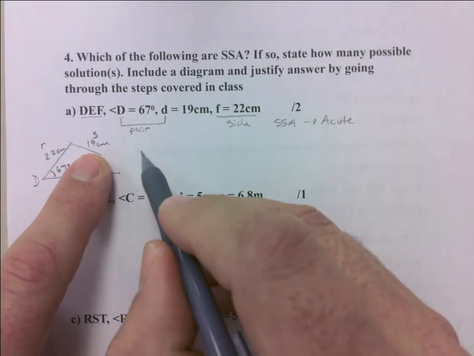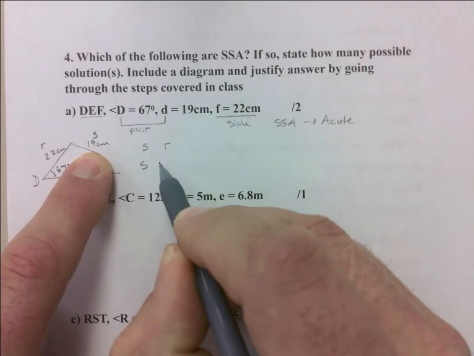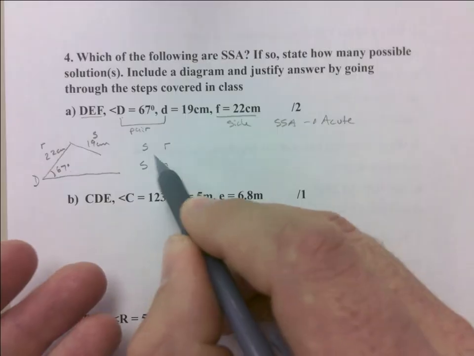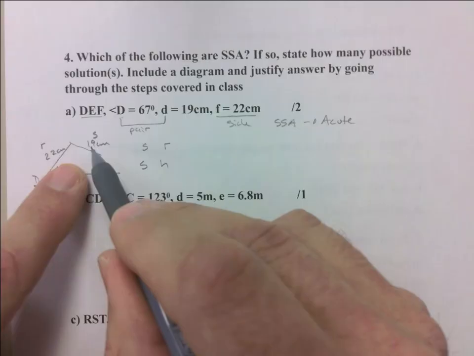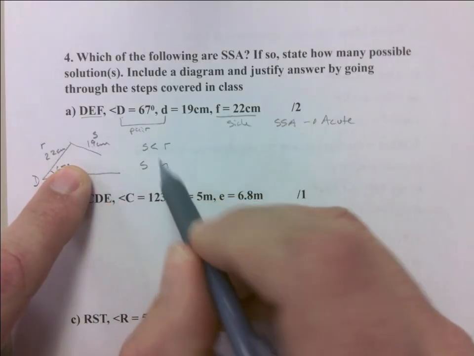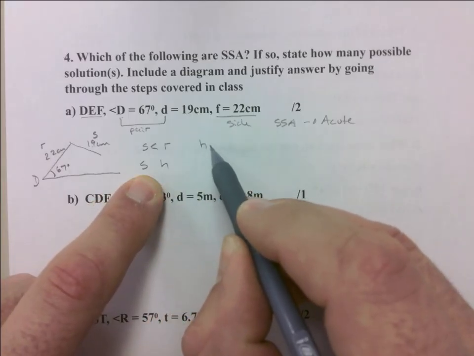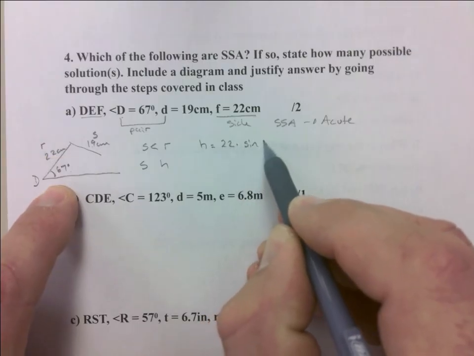So the first thing you do is you compare string and the rod. And technically the next thing you do is string and height, maybe. We don't know, but this is basically the two things that I need most of the time. The string is shorter than the rod, okay? So then you have to go find your height. The height is 22 times sine of 67.